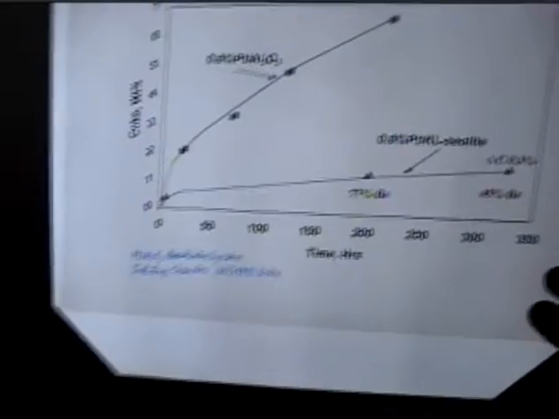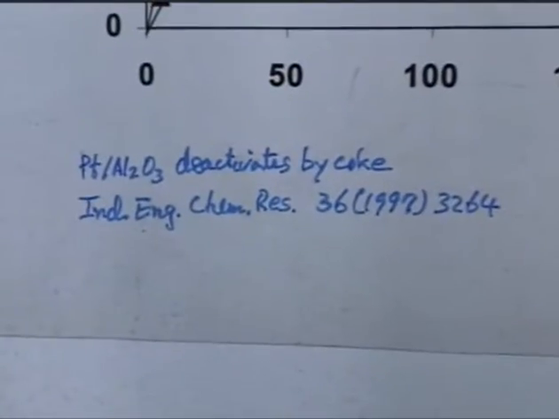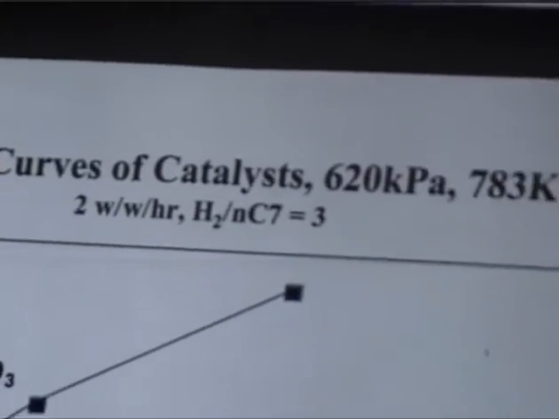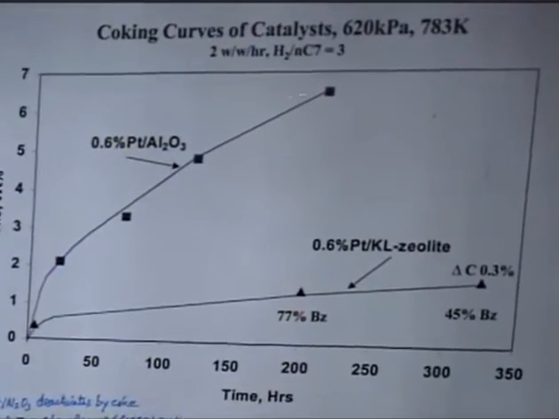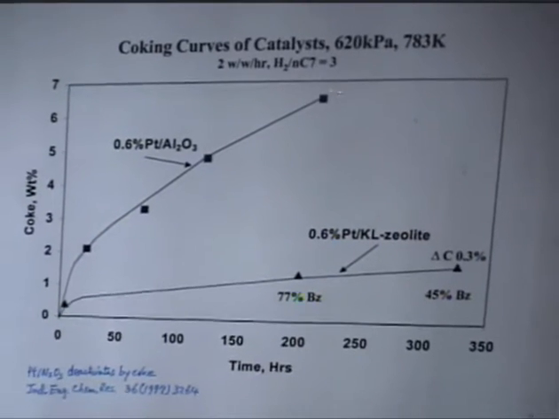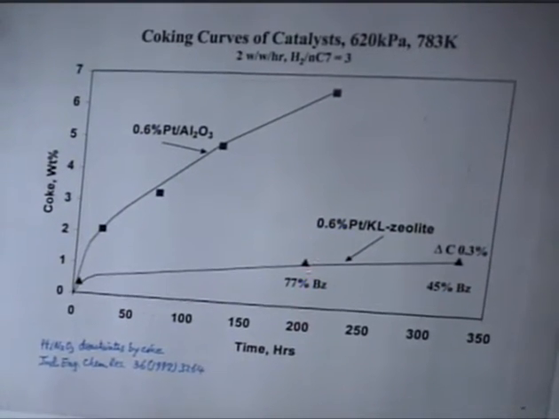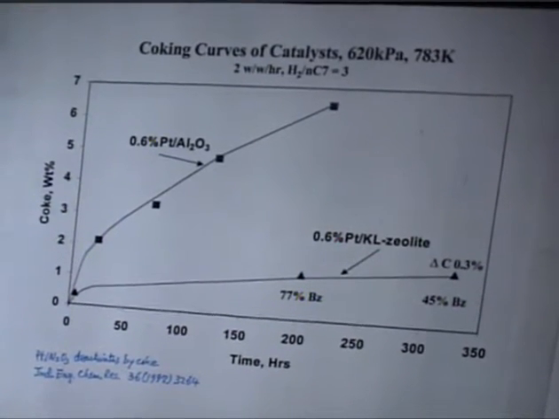Here is the time on-stream study. We monitor the coke in this slide. Here's the weight percent on the catalyst. For a conventional catalyst, you can see here's the coking curve. It goes up to 6.5%, and if you look at this at the same time, you can see this is more than 5 times more coke than on Pt/KL.